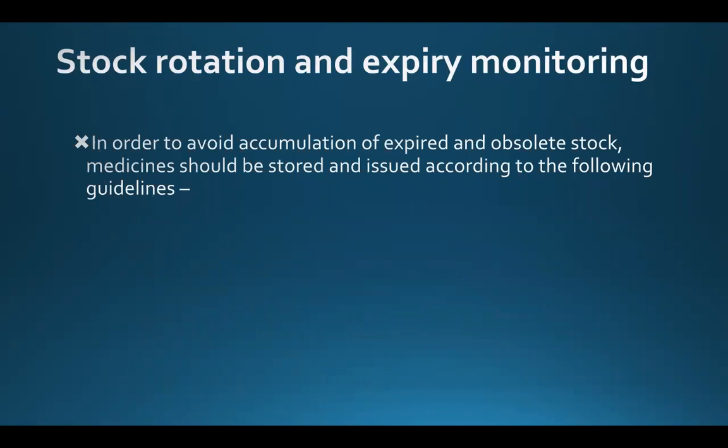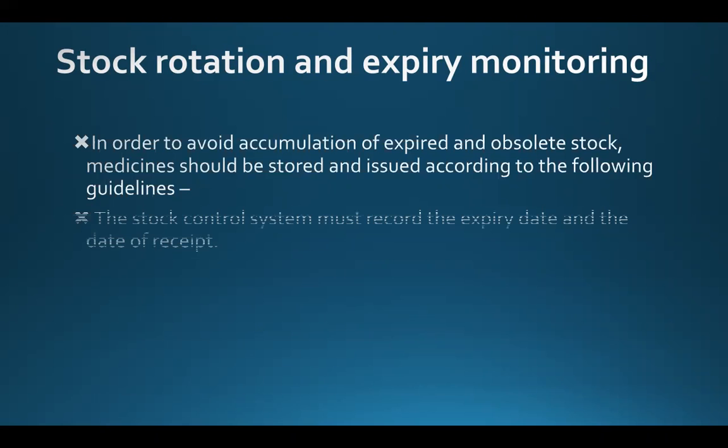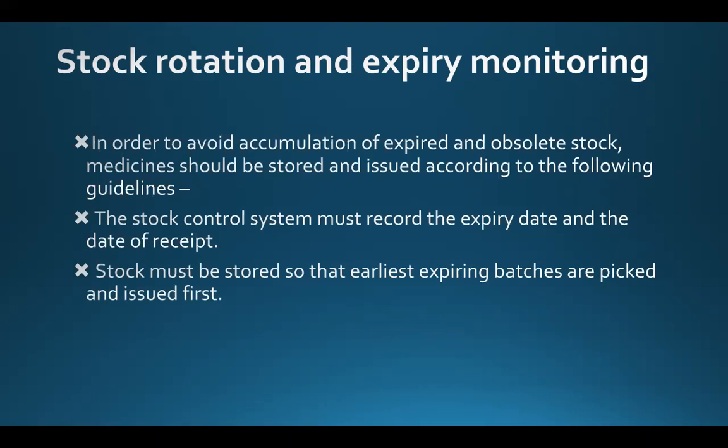So, stock rotation and expiry. Why is there a need for stock rotation? In order to avoid accumulation of expired and obsolete stock, medicine should be stored and issued according to the following guidelines. What are the guidelines? The stock control system must record the expiry date and the date of receipt. Stock must be stored so that the earliest expiring batches are picked and issued first.